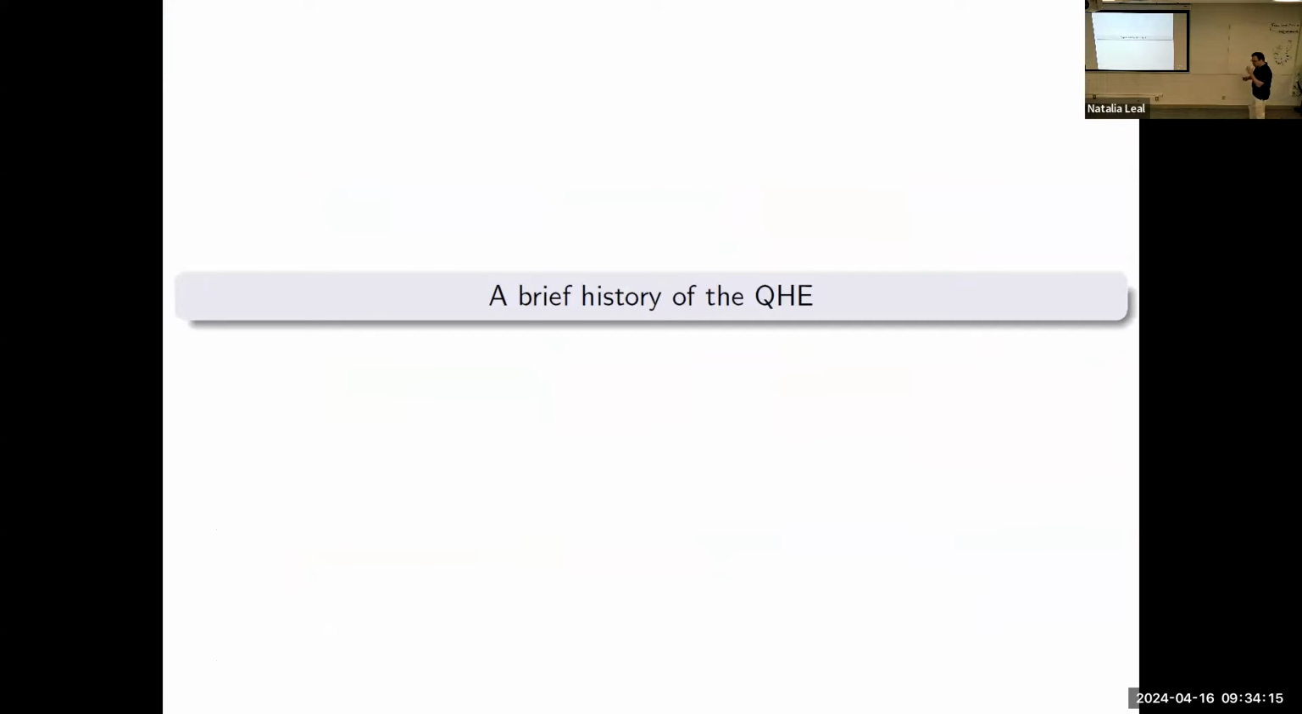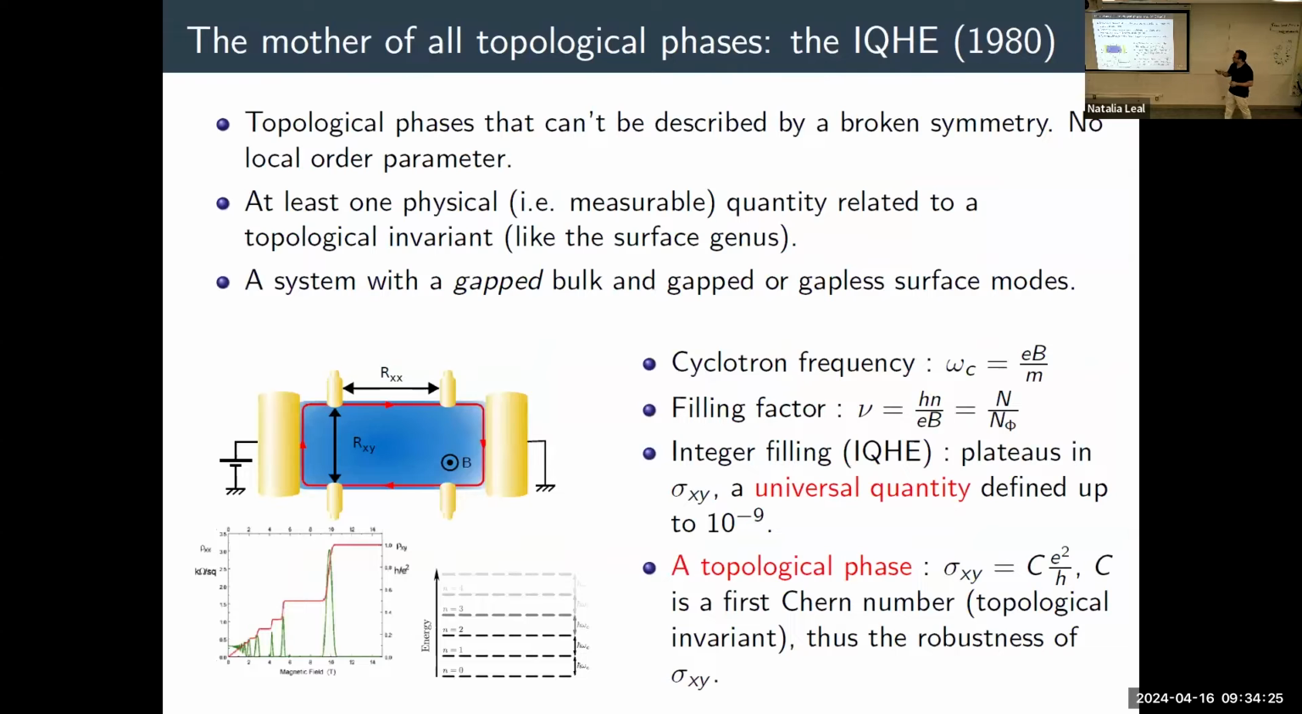It wasn't clear what the audience would be, so there will be maybe some historical part about the quantum Hall effect first. It's basically the first example of a topological phase. As a brief reminder, a topological phase cannot be described by symmetry breaking and a local order parameter, and we assume that there is at least one physical quantity that we can relate to a topological invariant. Being a more math-like conference, I don't think I need to introduce the concept of the topological invariant. The system is gapped in the bulk, and the edge could be either gapped or gapless.